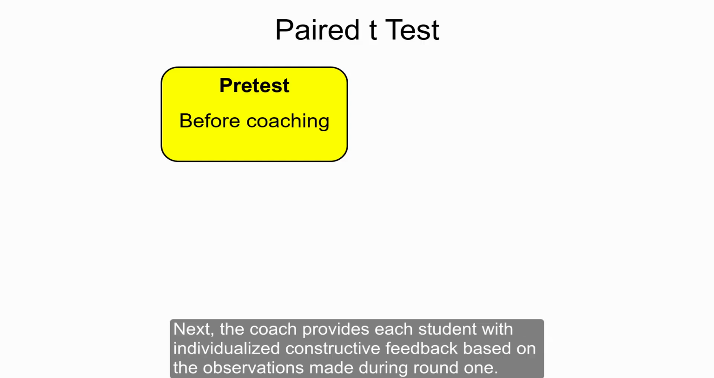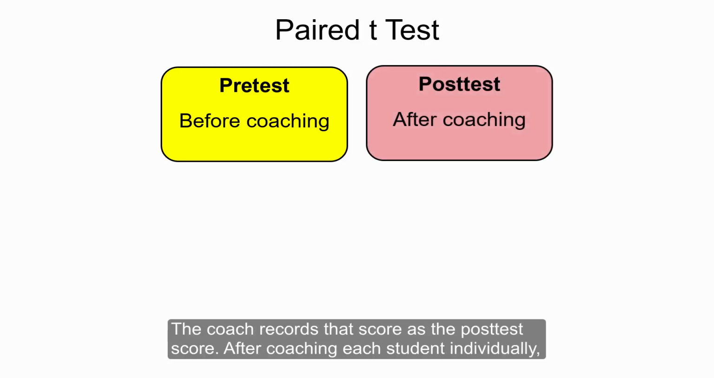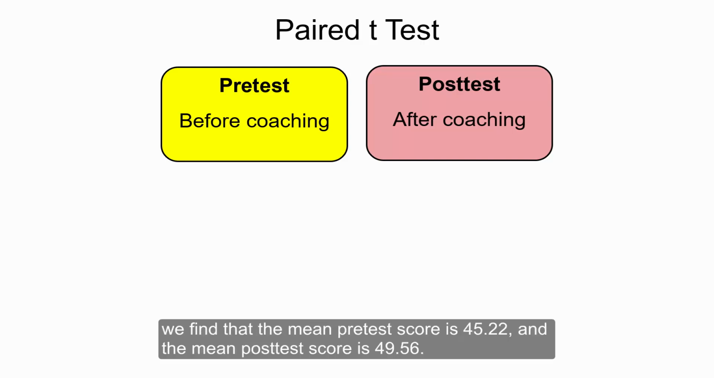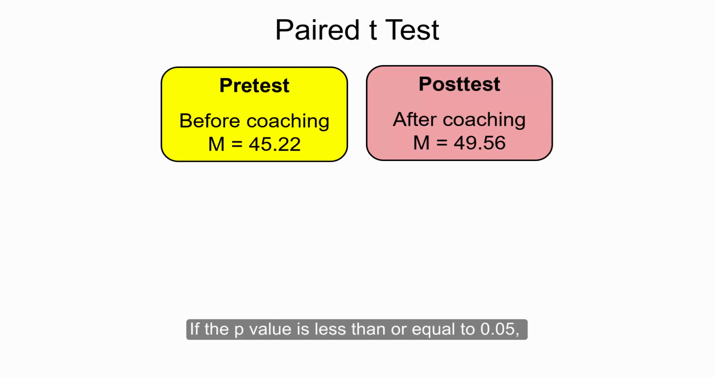Next, the coach provides each student with individualized constructive feedback based on the observations made during round 1. Finally, the student reclaims the arrows and shoots a second round of 10 arrows. The coach records that score as the post-test score. After coaching each student individually, we find that the mean pre-test score is 45.22 and the mean post-test score is 49.56. The paired T-test will compare the pre-test score to the post-test score and compute the p-value.